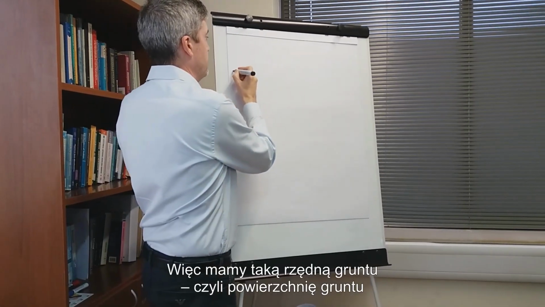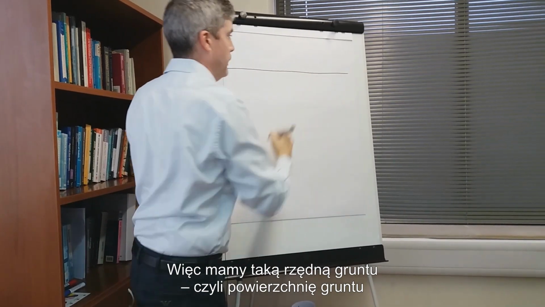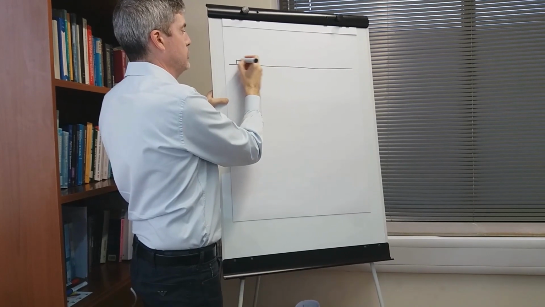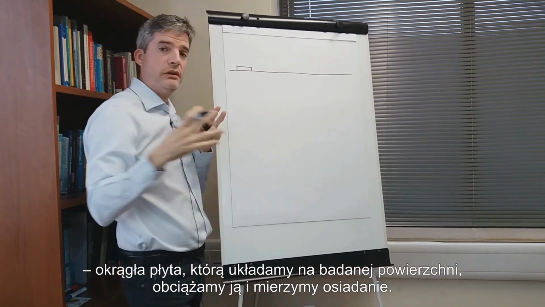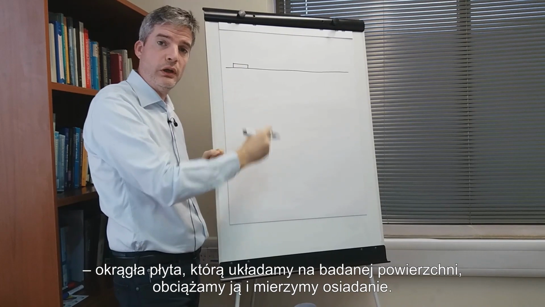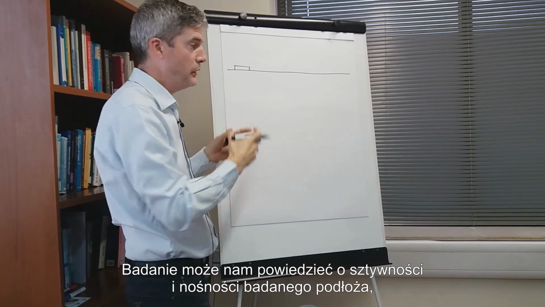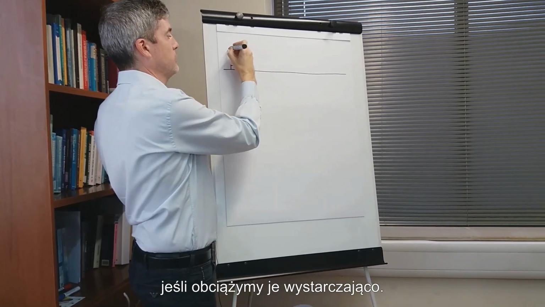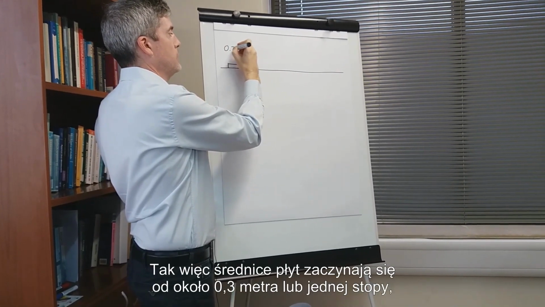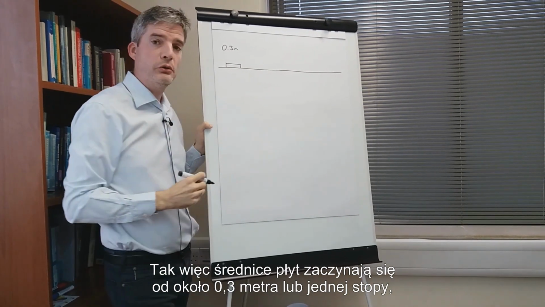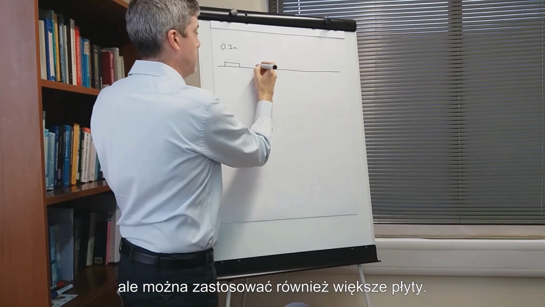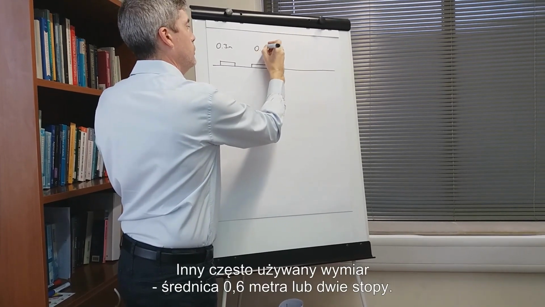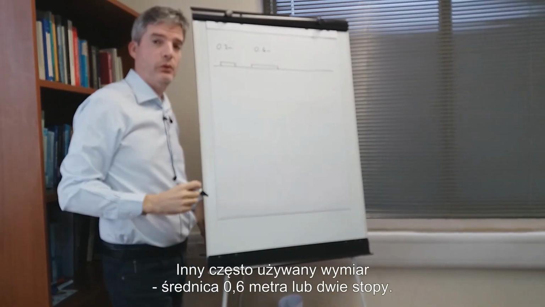So you have a ground level like that, a ground surface, and you have a plate load test. You all know what a plate load test is: a circular plate that you put on the surface, you load it, and you measure the settlement. It can tell you the stiffness and the bearing capacity of this ground if you load it high enough. The plates start off at about 0.3 meters or 1 foot diameter, but you can get bigger plates. Another common one is 0.6 meter diameter or 2 foot.